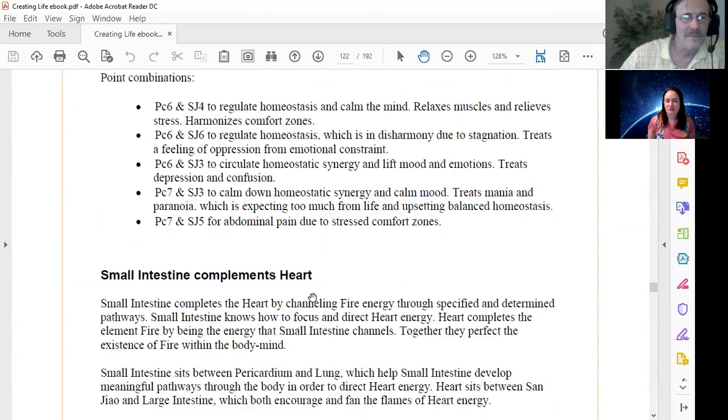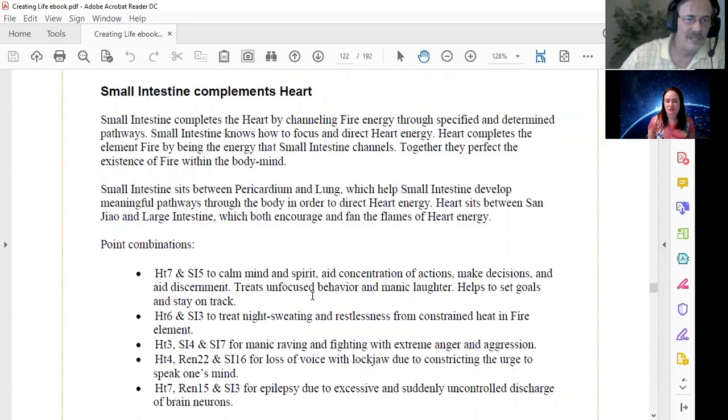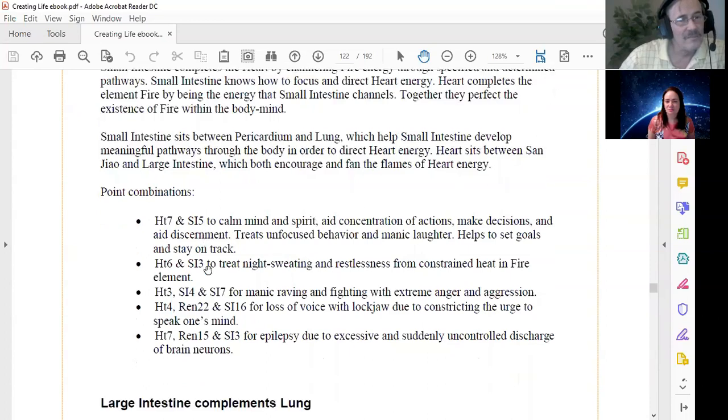Sanjiao complements pericardium. Small intestine complements heart. So here are some ancient point combinations between heart and small intestine. And let's say you wanted to unblock heart, because the energy is not flowing through the heart. You might think, well, if there's night sweating, maybe I'll choose this second point combination, heart 6 and small intestine 3, to treat night sweating and restlessness from constrained heat in the heart. Or, yeah, constrained heat in the fire element, right?